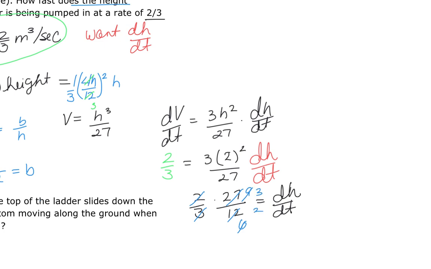And so what this is telling me is 3 over 2 feet per second, or meters, excuse me, meters per second. Gotta make sure I pay attention to my units. Meters per second is the change in height with respect to time when the height is, excuse me, 2 meters, and the volume being pumped in is 2/3 of a meter cubed per second. All right, let's take a look at the next problem.